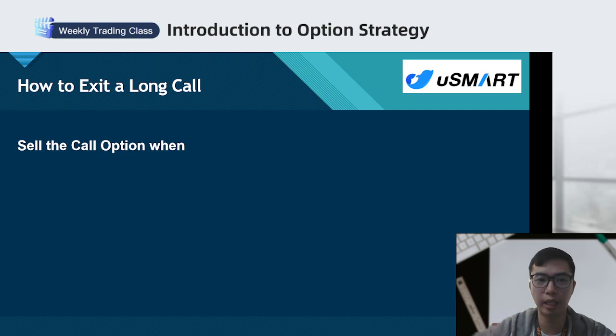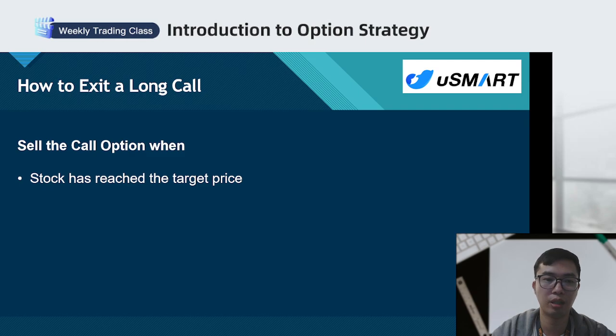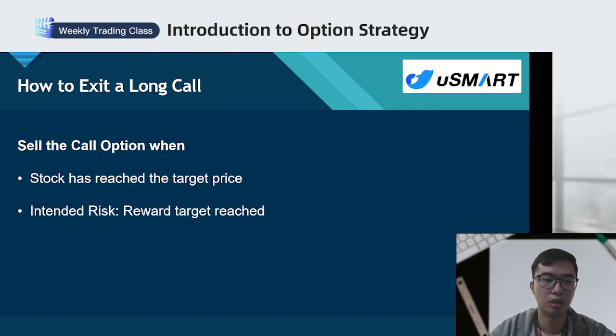So how do we exit a long call? If you know how to enter but you don't know how to exit, it's also useless in the markets. Usually we sell the call when the stock has reached the target price. Let's say just now the Q came in at 230. Before the expiry date, if we hit it, then we just sell it. We don't want to wait until the expiry date because there is time decay.